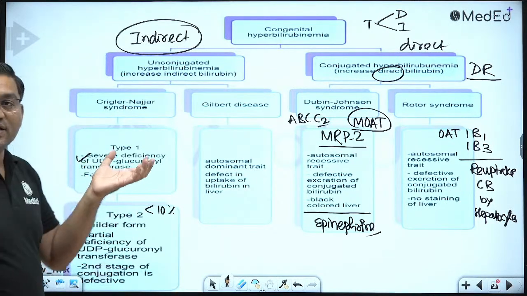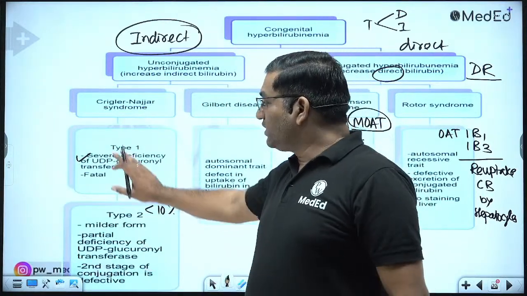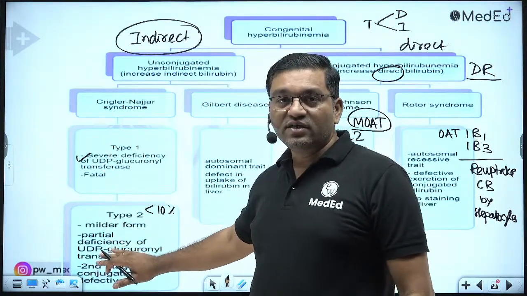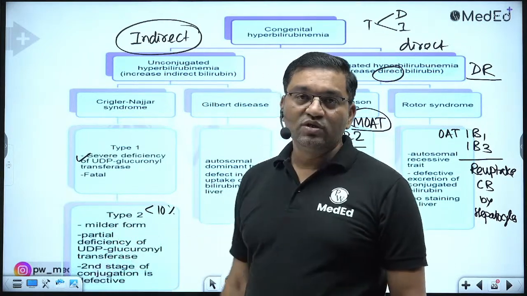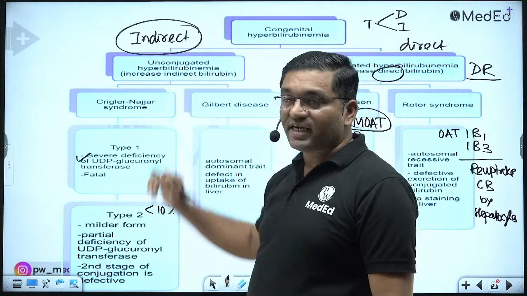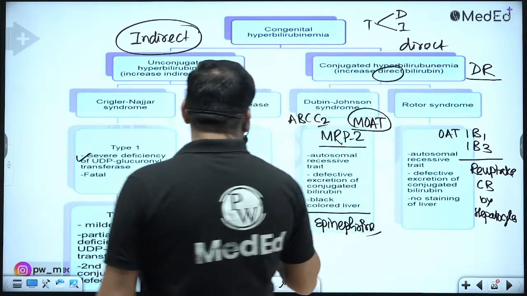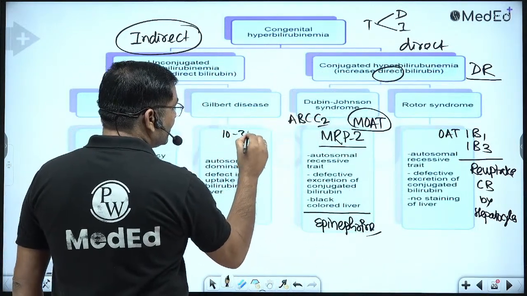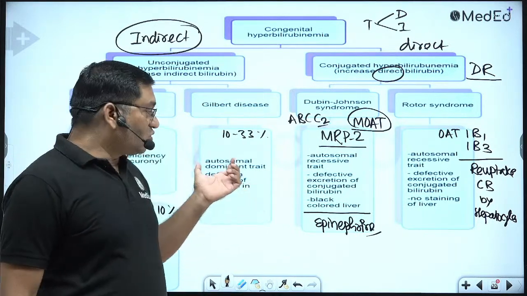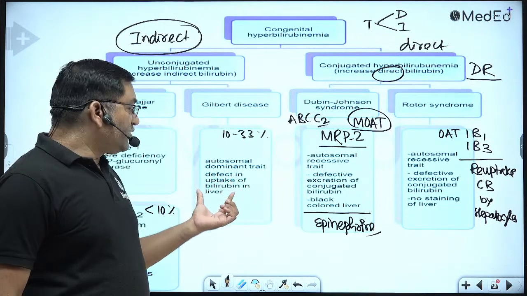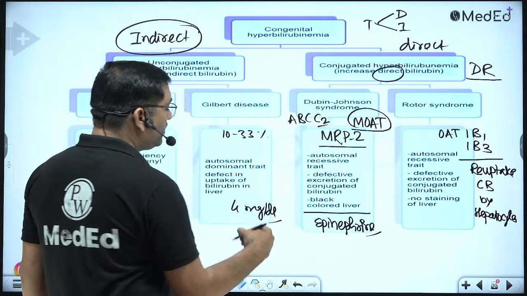In type 1, the bilirubin can go about 20-25 milligram per deciliter. Type 2 is less severe, the bilirubin level goes up to 20, not beyond that. In type 2 Crigler-Najjar syndrome, there is increase in the indirect or unconjugated bilirubin. While in Gilbert disease, there is defective uptake of bilirubin and 10 to 33% activity of UDP glucuronyl transferase is retained. It is autosomal dominant. Bilirubin can go up to 4 milligram per deciliter in Gilbert syndrome.